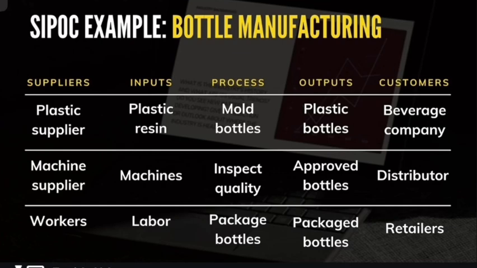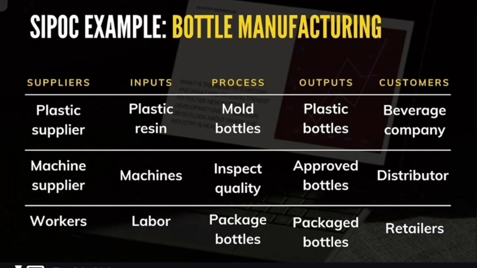So lastly, the customers. So these are the people or organization that will receive the output. So who will buy our bottle that we manufactured? So beverage companies will buy the bottles to fill their drinks. And distributors can also be our customers because they transport bottles to beverage companies. And also, retailers are our customers because sometimes they buy empty bottles for small-scale use.